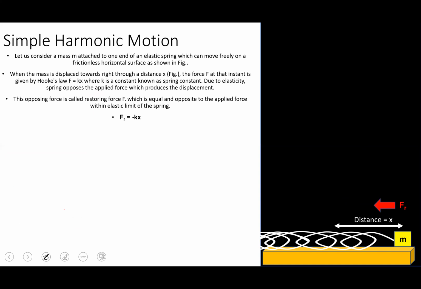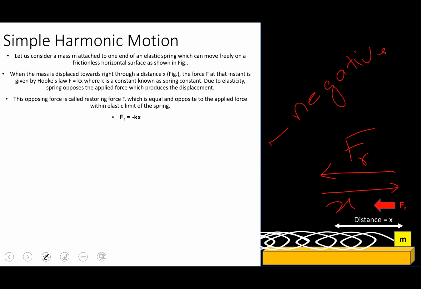Now, the restoring force is in the direction negative to the applied force, that means the opposite direction, but the displacement was in this direction. As you can see, the restoring force and the displacement are both in opposite directions. In physics, we know the opposite direction is represented by a negative sign, and that is why there is a negative sign in the equation also.